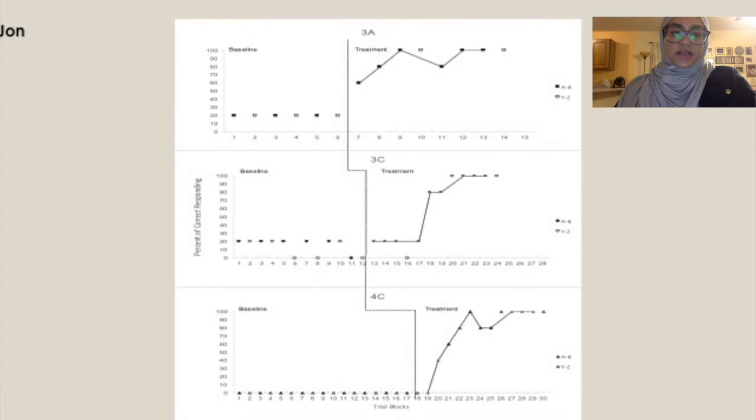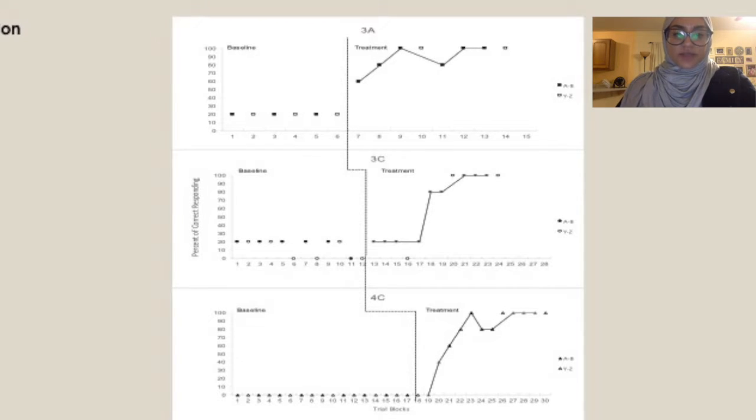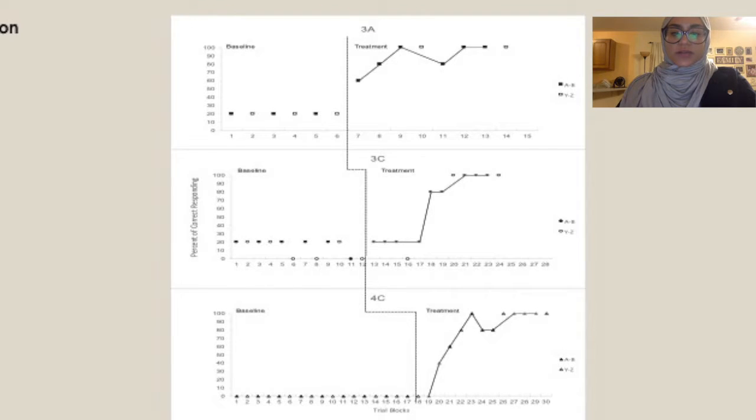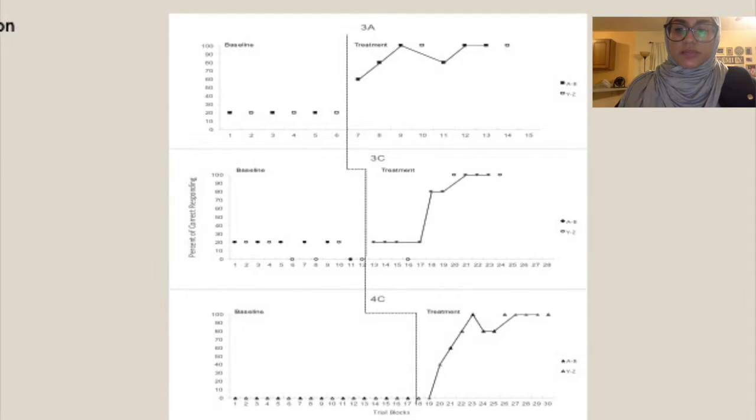During baseline, he was consistently getting 0% correct responding on test and trial blocks. In this graph, the trained trial blocks were represented by the filled-in rectangles, and the tests were represented by the open triangles.